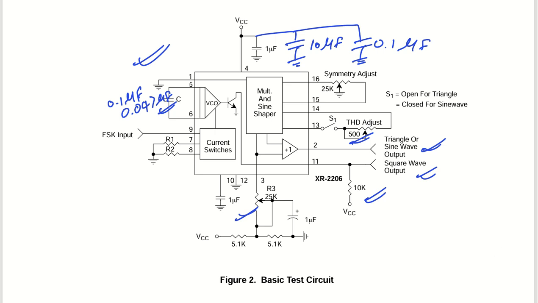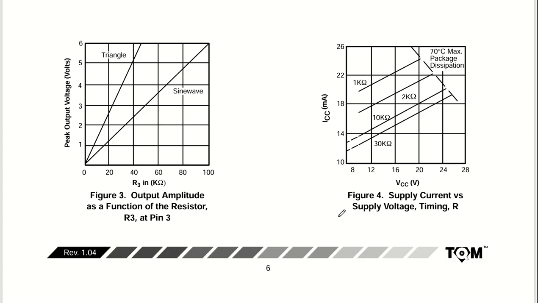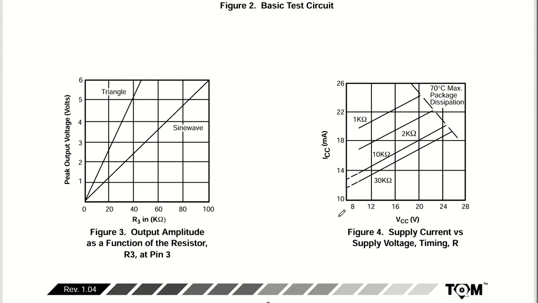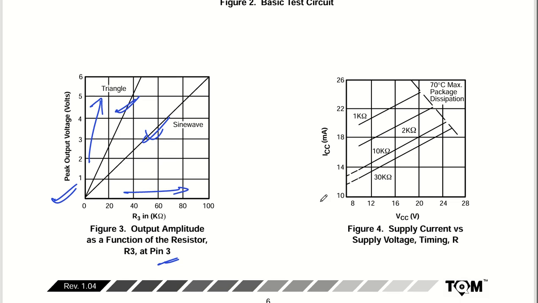Now let's talk about other circuits that are available with us. We have the peak output voltage, and there are some characteristics given for the triangular wave and the sinusoidal wave. We don't have to get into these parameters right now. Otherwise, if you want to understand, let us say output amplitude as a function of resistor R3: as my resistor starts increasing, the peak output voltage also starts increasing, that you can see.